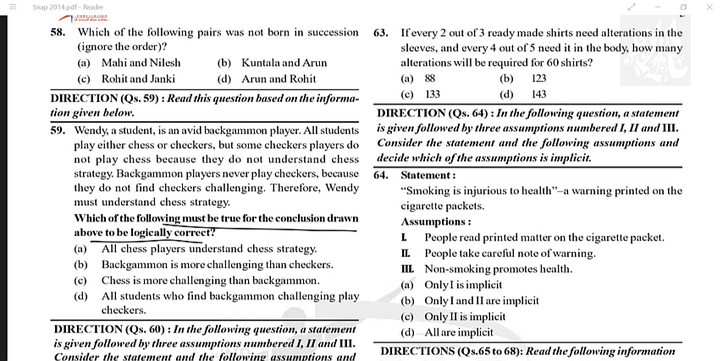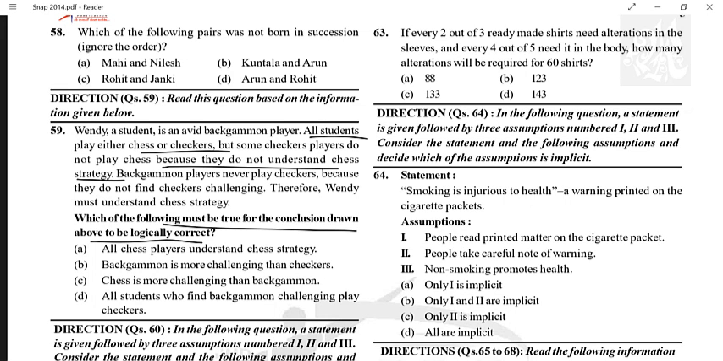So Wendy is a student, avid backgammon player. All students either play chess or checkers. Okay, so students play either chess or checkers, but some checkers players do not play chess because they don't understand chess strategy. So checker players don't understand chess strategy. Let's look at what they say about backgammon players. Backgammon players never play checkers because they don't find checkers challenging.